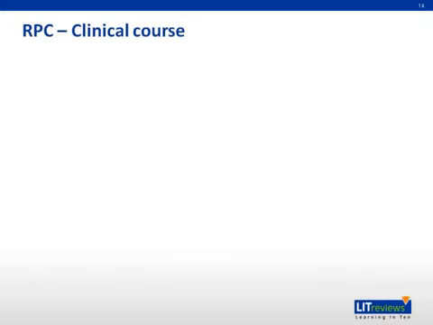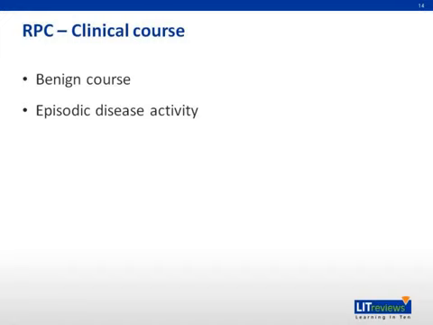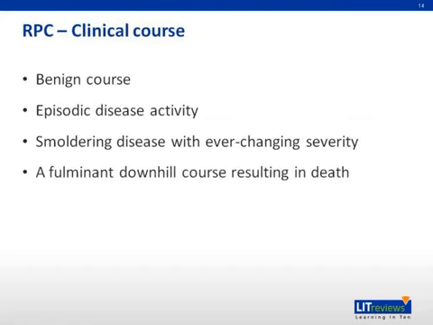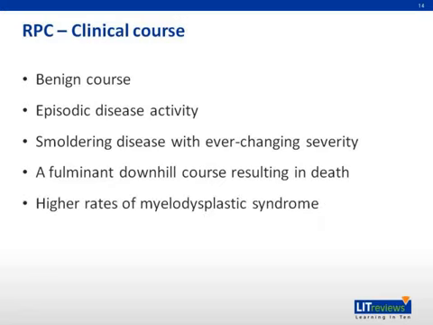In terms of prognosis, the clinical course can be very variable. Some patients have a benign course without much disease activity. Some will have episodic periods of disease activity. Others experience a constant smoldering disease course. More unfortunate patients will have a fulminant downhill course resulting in death. In addition, there is an increased rate of myelodysplastic syndromes affecting the bone marrow in these patients with relapsing polychondritis, higher than the general population.